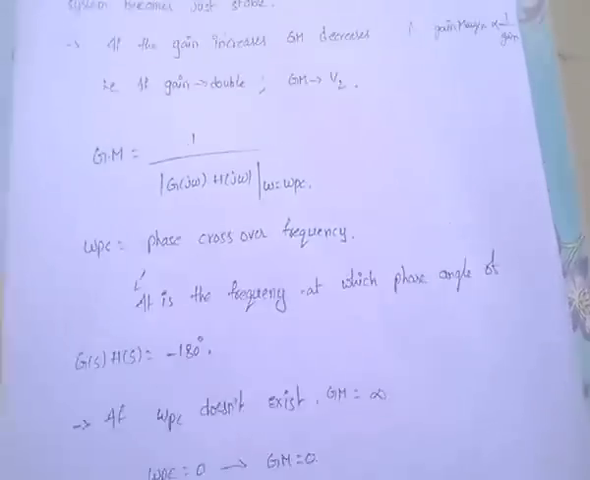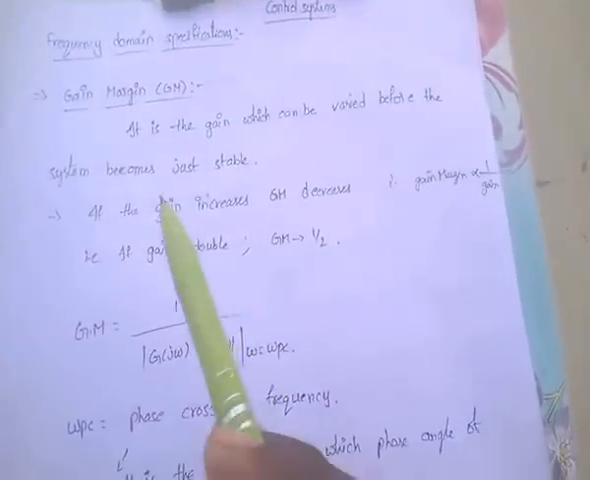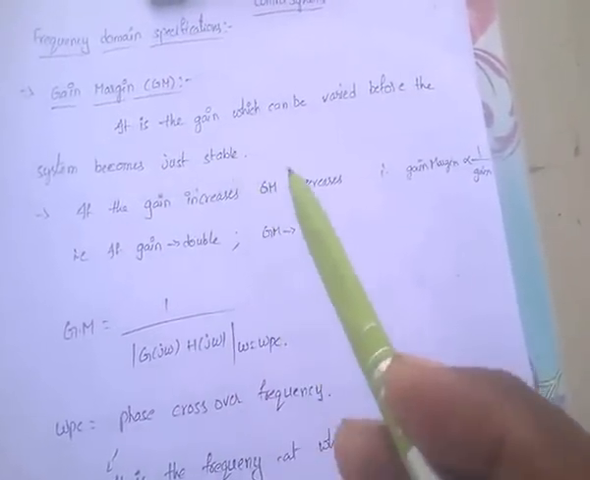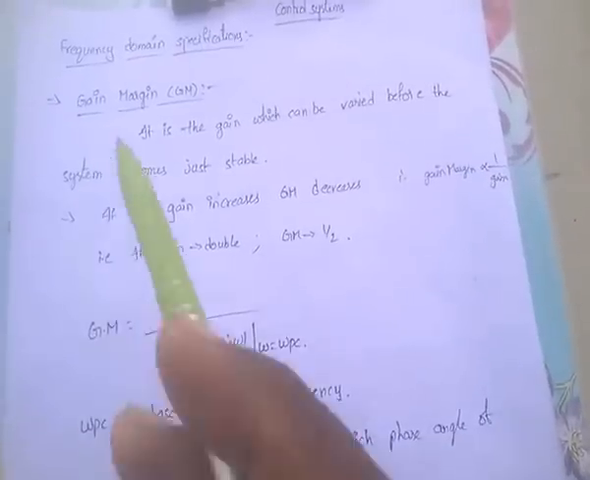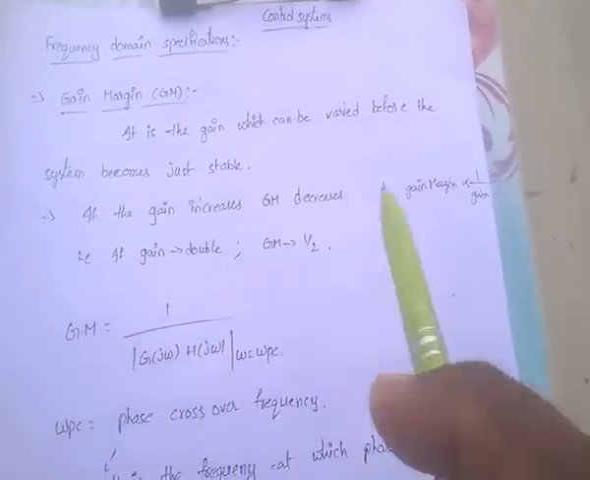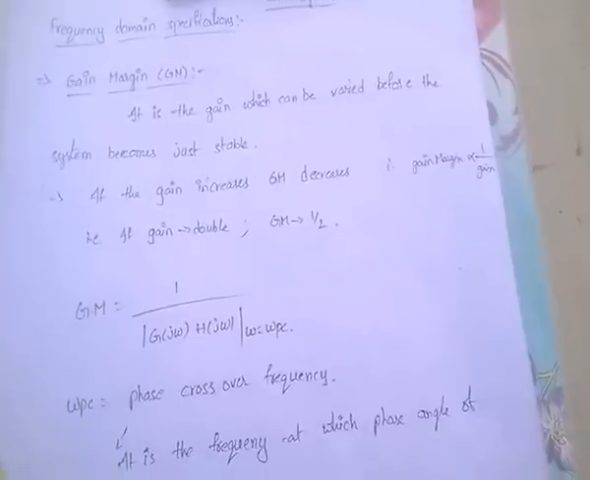Once again, what is the gain margin? It is the gain which can be varied before the system becomes just stable or marginally stable. If gain increases, gain margin decreases. Both are inversely proportional.